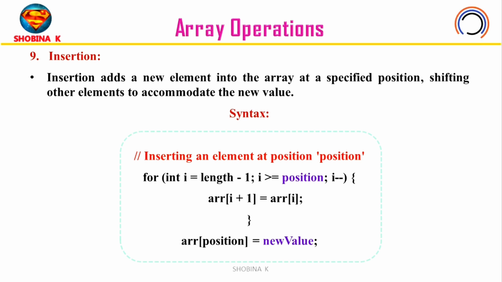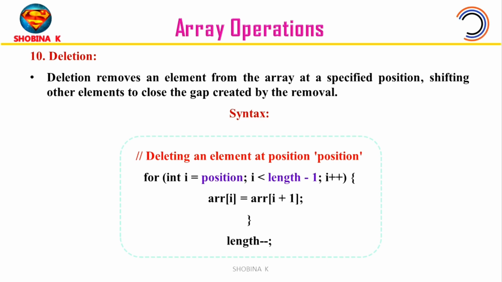This line of code is part of a loop that is shifting elements to the right and creating space for the insertion of a new value at the specified position in the array. arr[position] = new_value. This expression assigns the new value to the array at the specified position, and this step completes the process of inserting a new element into the array at the desired location. After this operation, the array has a new value inserted at the specified position and the length of the array is increased by 1. And finally, we have the deletion operation.